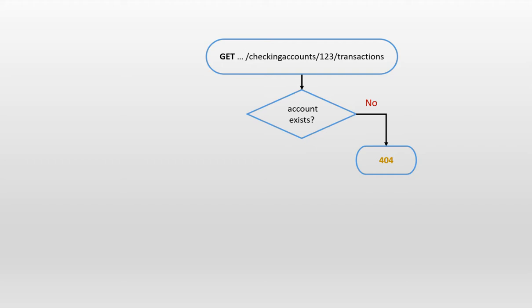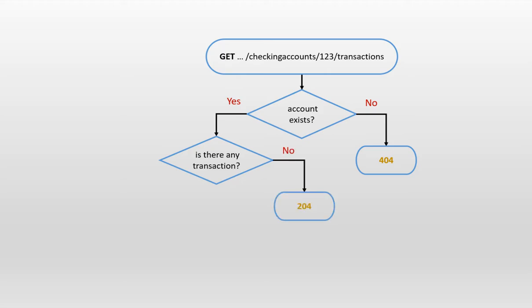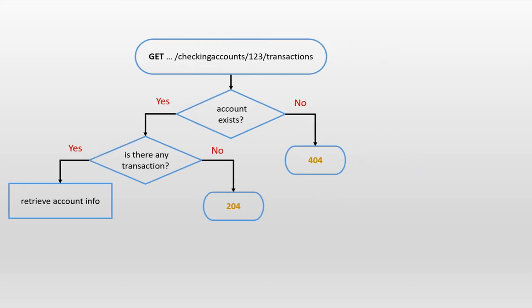If the account 123 does exist, the API will determine if any transaction for the account does exist. If it does not find any transaction, the API will return 204 to indicate no content. If at least 1 transaction is found, the API will retrieve it and return 200, which means OK.